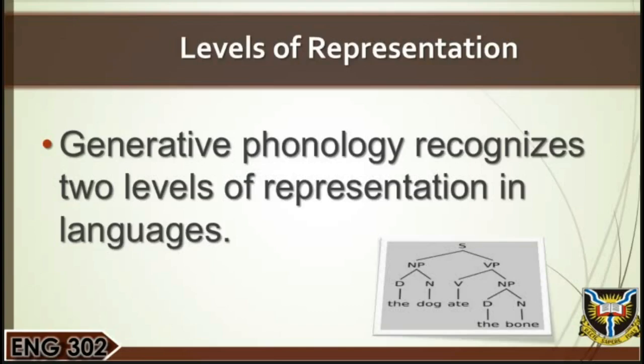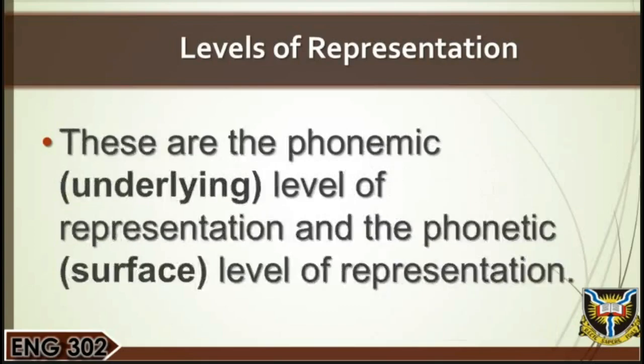Let's talk briefly about the crucial components of generative phonology. These are the levels of phonological representation, phonological rules, derivation, and distinctive features. Generative phonology posits two levels of phonological representation, which are: 1. Underlying phonemic level of representation. 2. Surface phonetic level of representation.